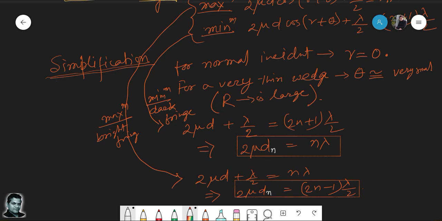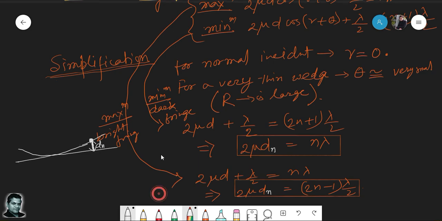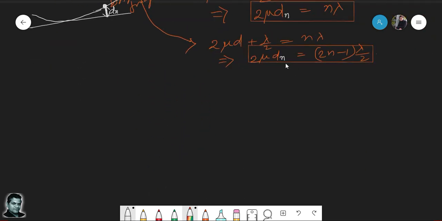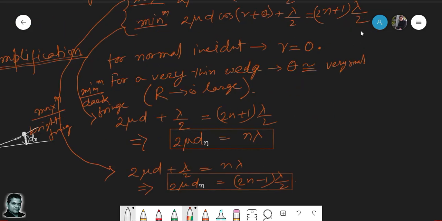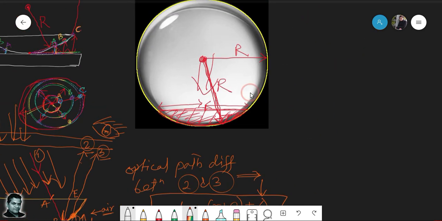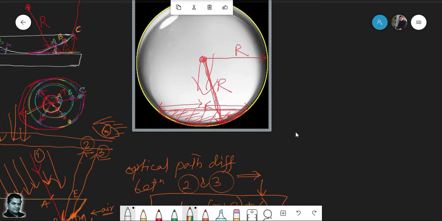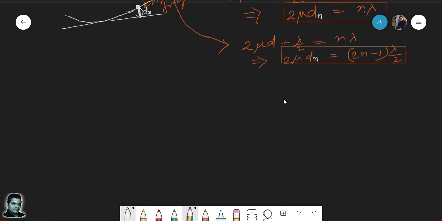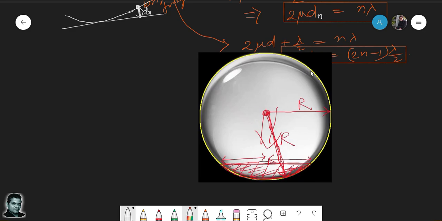dn is like, for the planar convex lens, if here is the point where the interference is happening, then this thickness is dn. So that's the nth bright or dark fringe, and at that point this thickness is dn. Now next we will calculate this dn in terms of the radius of curvature of the planar convex lens.